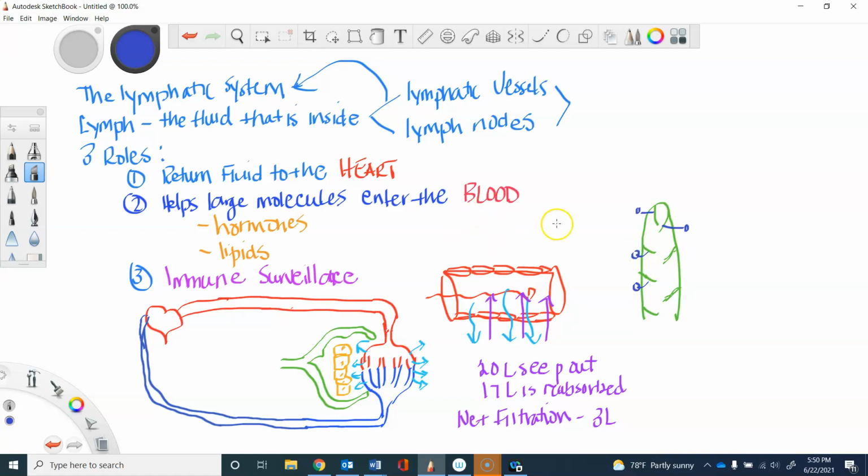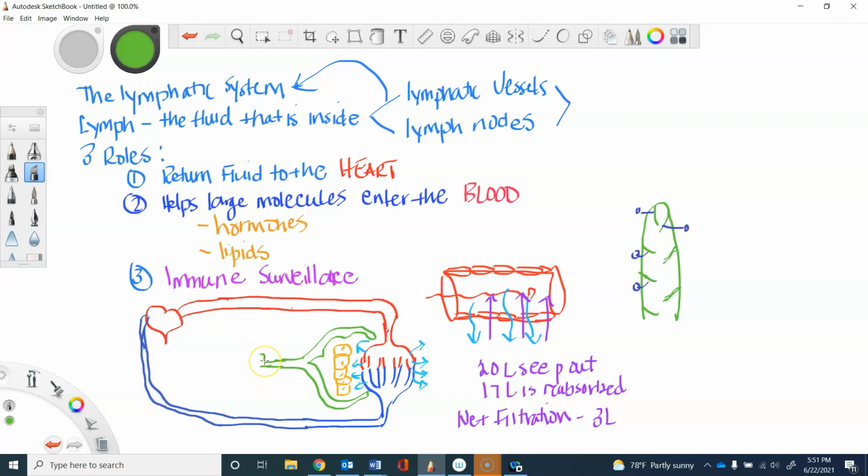Okay, and anything can go in, so it's going to sop up the fluid and maybe some proteins that are there that seeped out, ions, whatever's there can go in there. All right, so these vessels then remove the fluid and start to carry it back to the circulatory system.